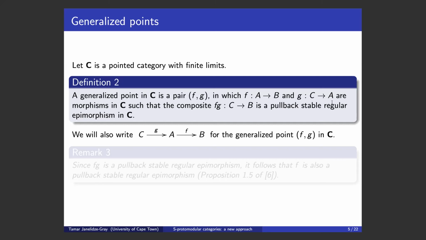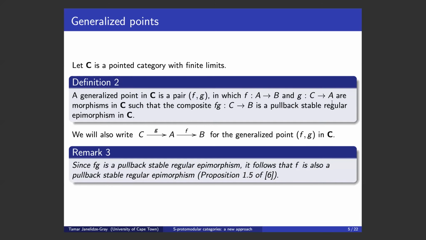Now we have a little remark. It's a well-known fact about regular epimorphisms, which says that if we have a composite FG and it's a pullback stable regular epimorphism, then it automatically follows that F is a pullback stable regular epimorphism. I'm not going to give a proof, so it might not really be visible why we need this, but we do need F to be a regular epimorphism as well, and it's quite often used in the proofs of the theorems that I'm going to mention.